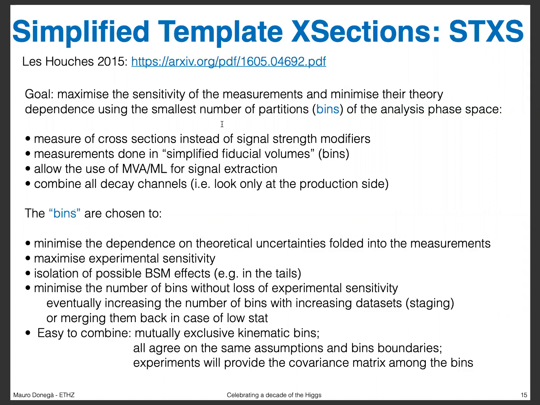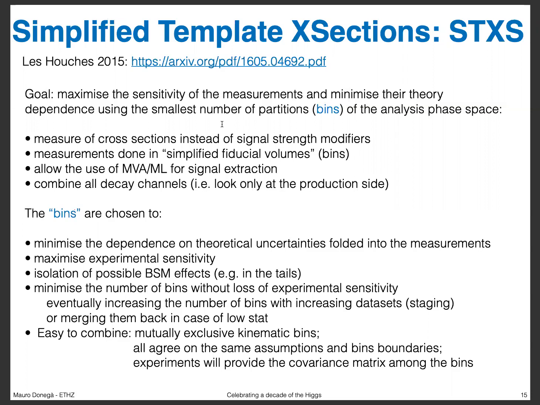The central concept are these STXS bins that are chosen to minimize the theory uncertainty, maximize the sensitivity of the measurements, isolate possible BSM effects, like putting bins at high pT in order to isolate possible contributions. But at the same time, we want to minimize this number of bins without loss of experimental sensitivity. And then we start with a small number of bins and then increase the number of bins with time if we have more statistics, or we can merge them together in case of low statistics channels.